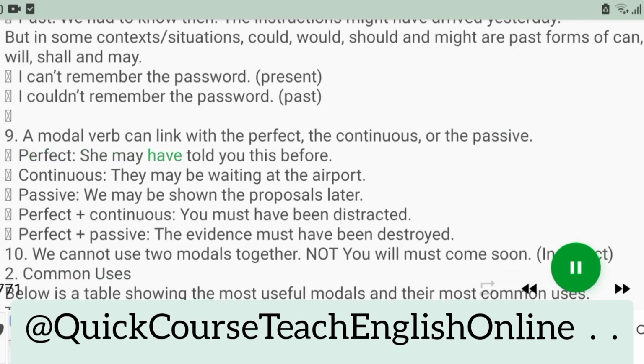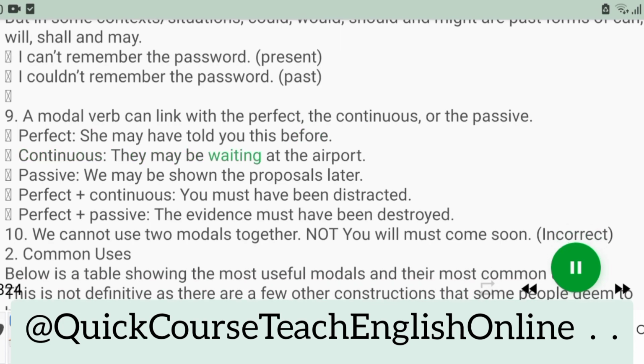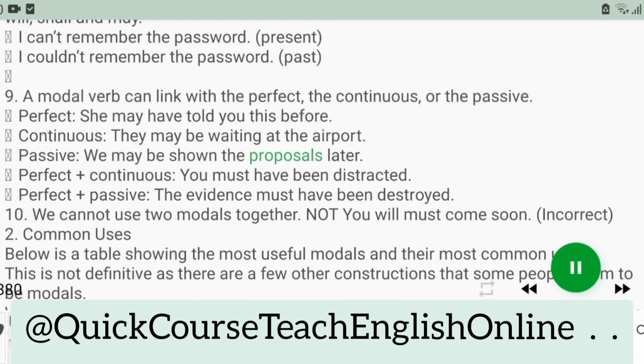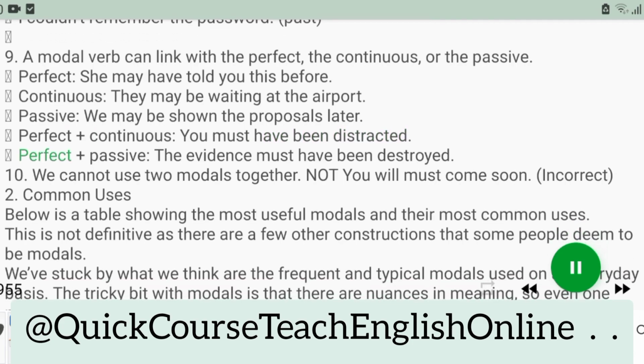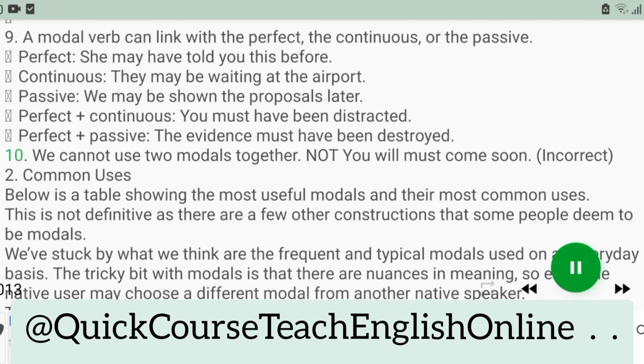9. A modal verb can link with the perfect, the continuous, or the passive. Perfect. She may have told you this before. Continuous. They may be waiting at the airport. Passive. We may be shown the proposals later. Perfect plus continuous. You must have been distracted. Perfect plus passive. The evidence must have been destroyed. 10. We cannot use two modals together. Not you will must come soon.